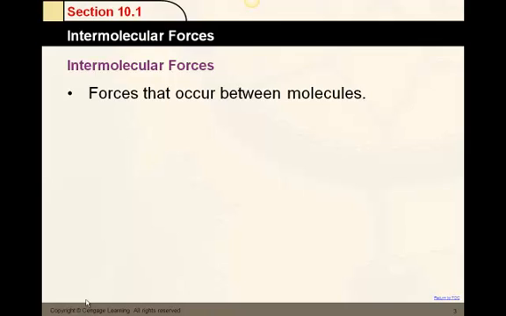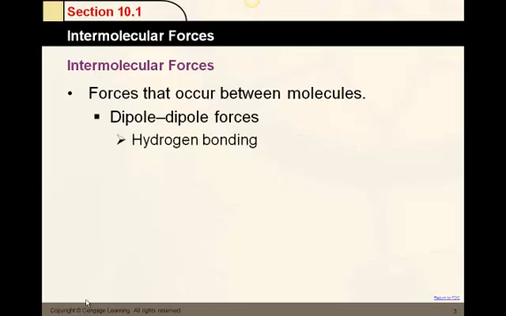Intermolecular forces are forces that occur between molecules, between neighboring molecules, one molecule and another. For example, some of the intermolecular forces you might be familiar with, dipole-dipole force is an intermolecular force. Hydrogen bonding and London dispersion force. These are the three types of intermolecular forces that covalent molecules can undergo.